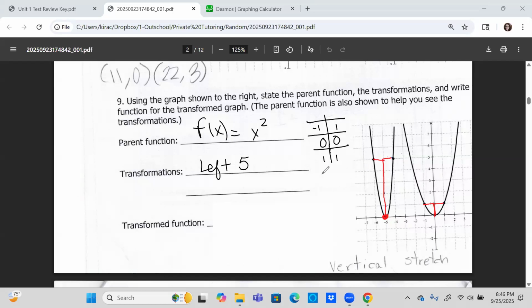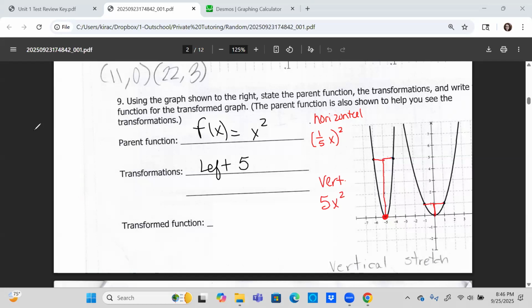But is it a horizontal or a vertical? So I'm going to ignore the left for a second. What if it just was a stretch? So if it was a horizontal by 5, it would be 1/5 x squared. If it's a vertical by 5, it would just be 5x squared. Like that, the 5 not in parentheses.